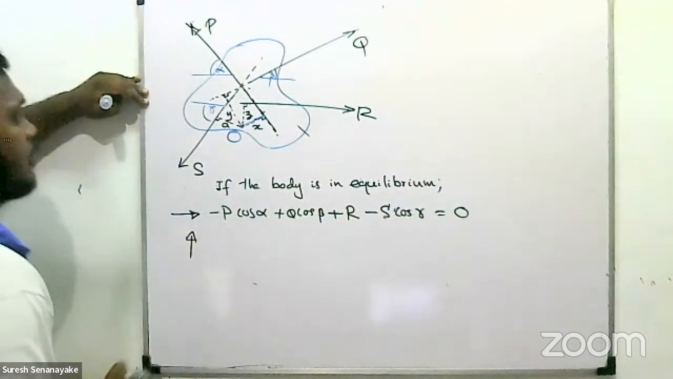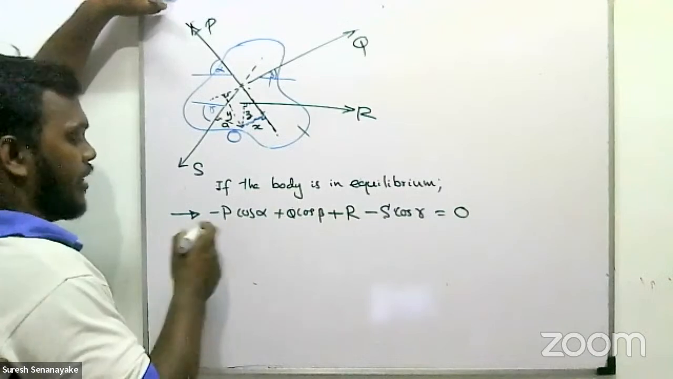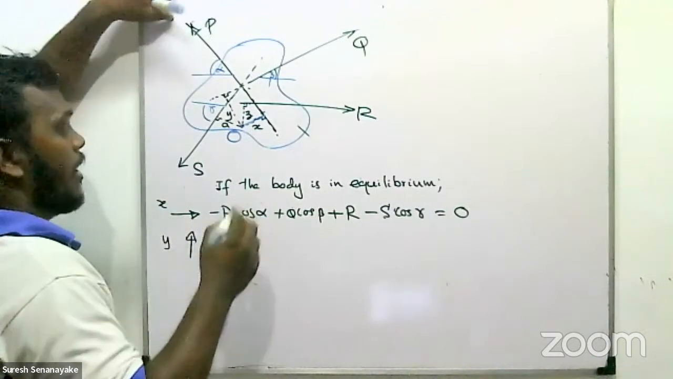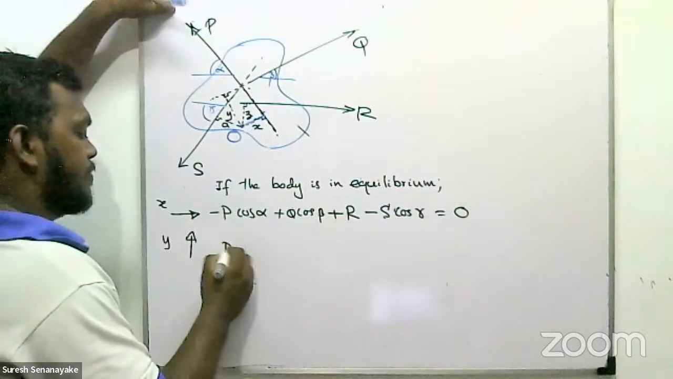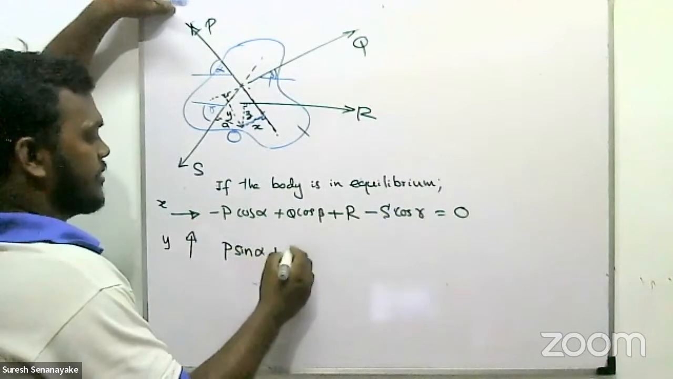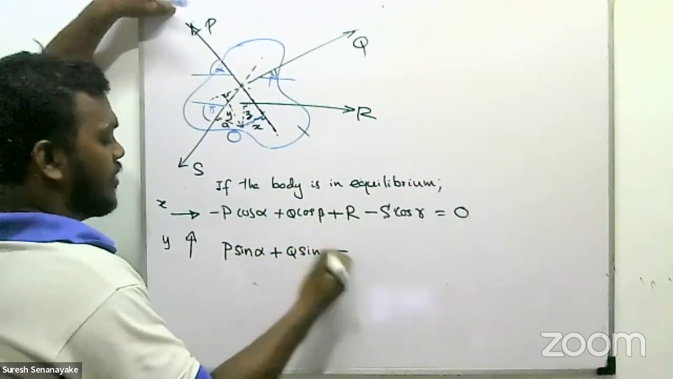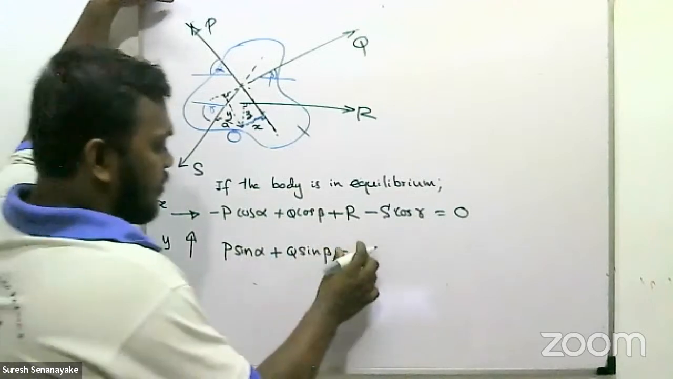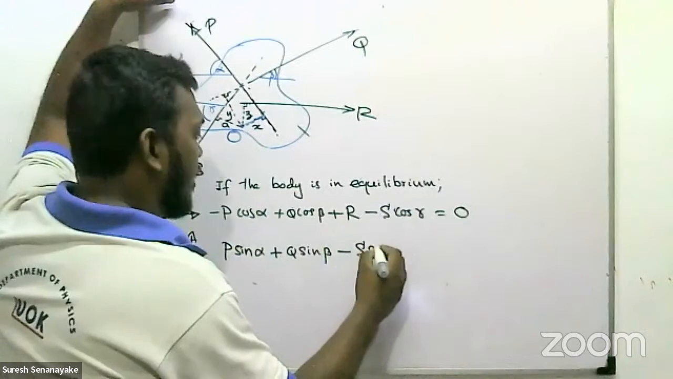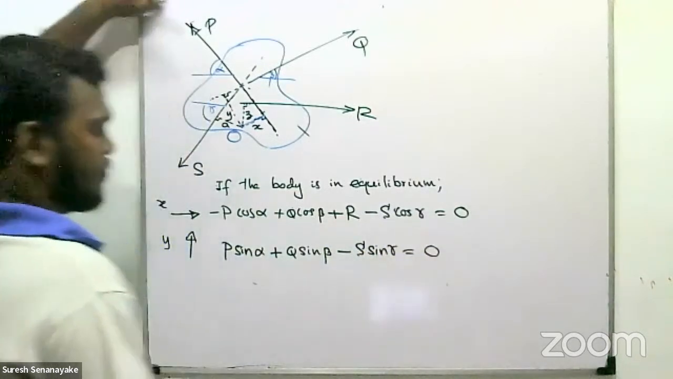And upward, that means the vertical direction, perpendicular to this. This is the x direction, this is the y direction. Plus P sine alpha plus Q sine beta. R will not come, it's 0, and minus S sine gamma. That also equals 0.